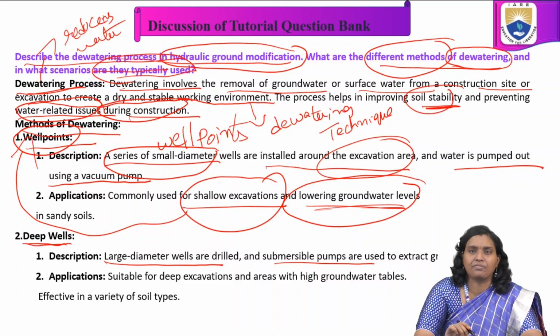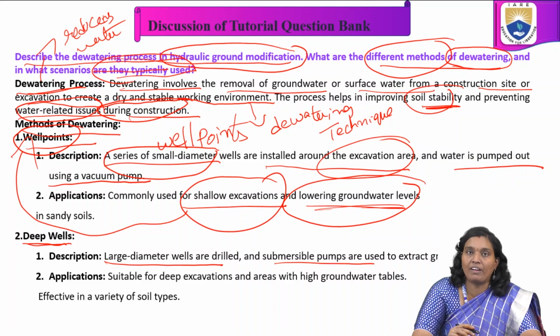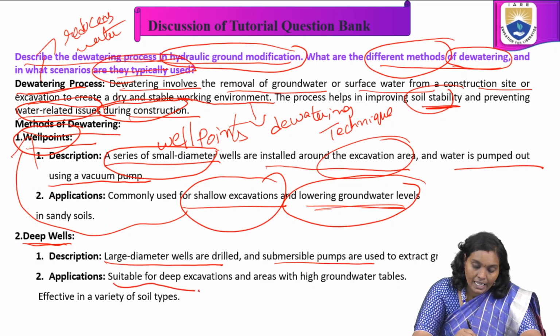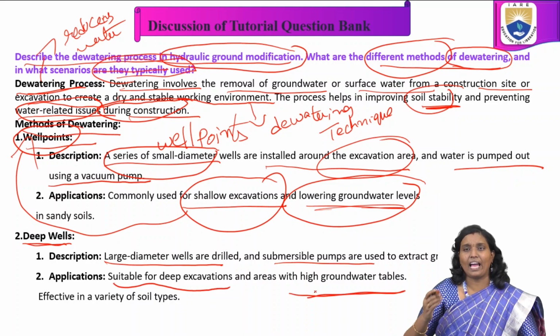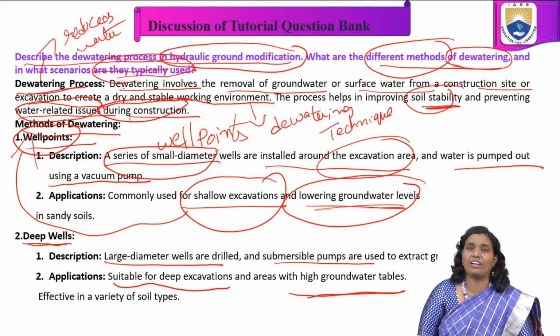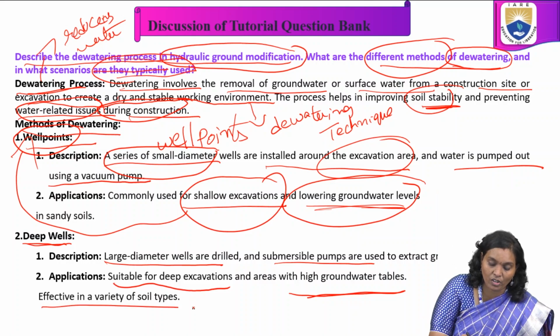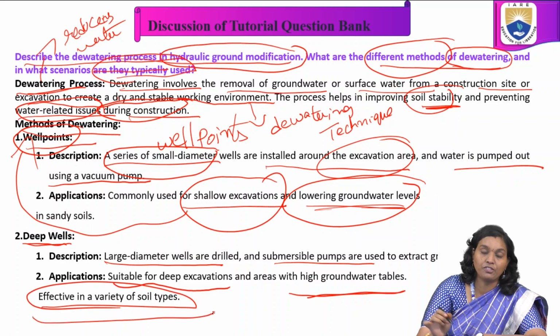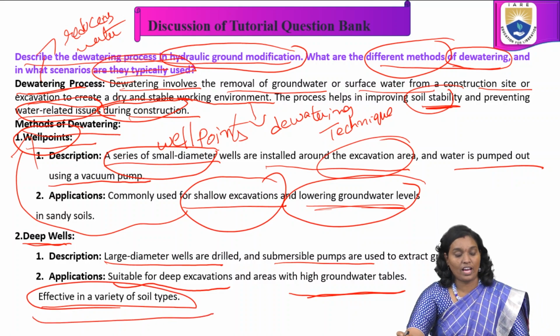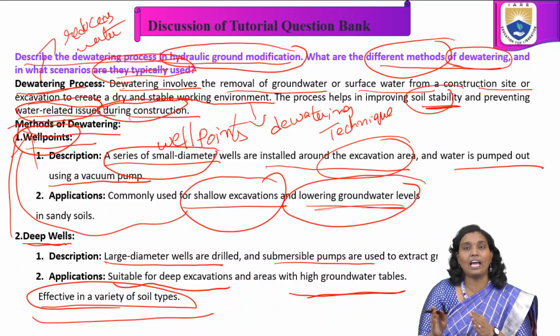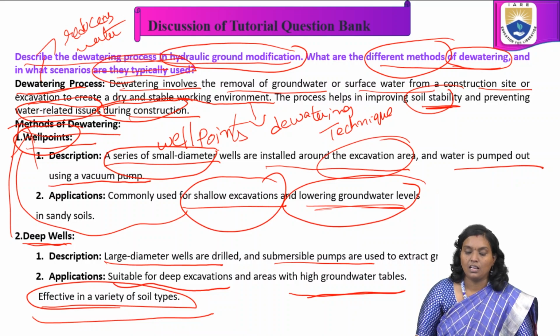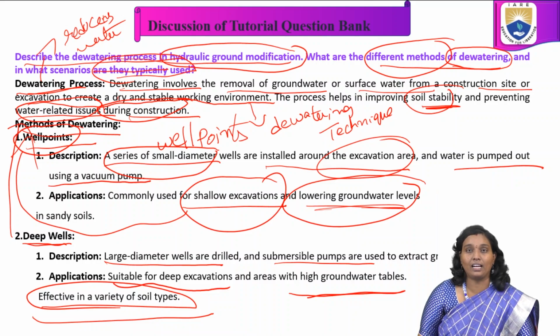This deep dewatering system we choose for deep excavation and areas having high groundwater tables. Whenever there are high groundwater tables and deep excavation, it is effective in a variety of soil types. In those scenarios, we choose deep wells as a method of dewatering. Submersible pumps are used to extract the excess water from the large diameter wells that are drilled.